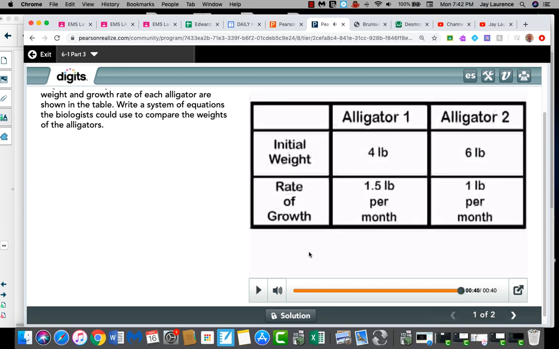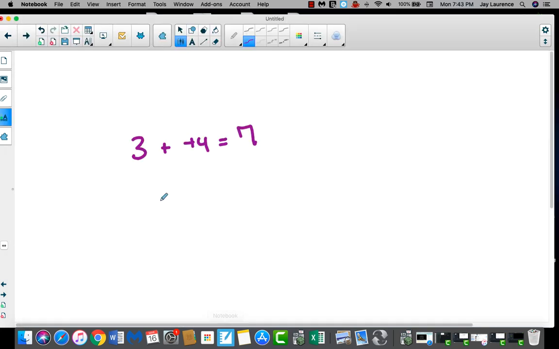Good. Okay. Now, they show you in this table, alligator 1 has an initial weight of 4 pounds. Well, the initial weight, doesn't that sound like the y-intercept, right? Like b, right? Okay, and a rate of growth. Rate of growth, that's just another name for the slope. 1.5 pounds per month. But you know what I'm going to do? I'm going to write an equation. I got an initial weight of 4 pounds and a growth rate of 1.5 pounds per month. So for the first alligator, I've got the equation y equals 1.5x plus 4.